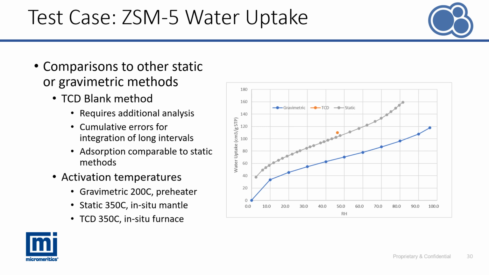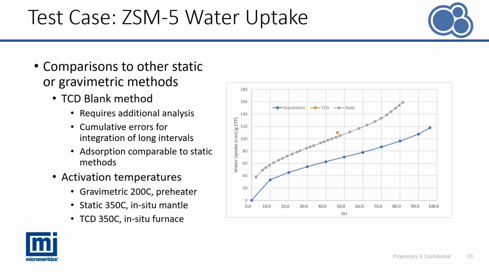The next method is also dynamic, but monitoring the effluent gas with a TCD on the Autochem 3. We use a single point at roughly 46% relative humidity for demonstration. The degas was performed in situ up to 350 C, and a window of less than an hour is required to cool to 25 C and begin the adsorption study. Keep in mind, the temperature range for this furnace could go up to 1200 C.